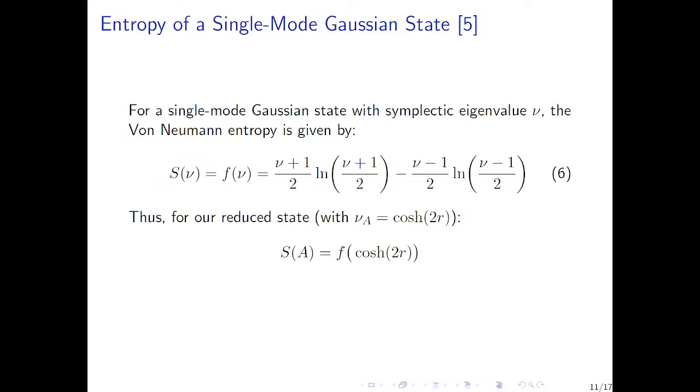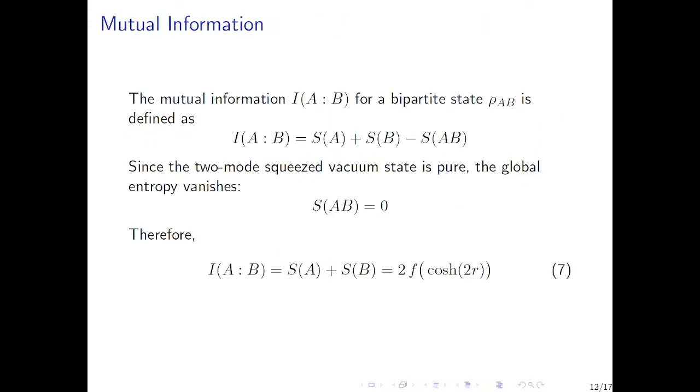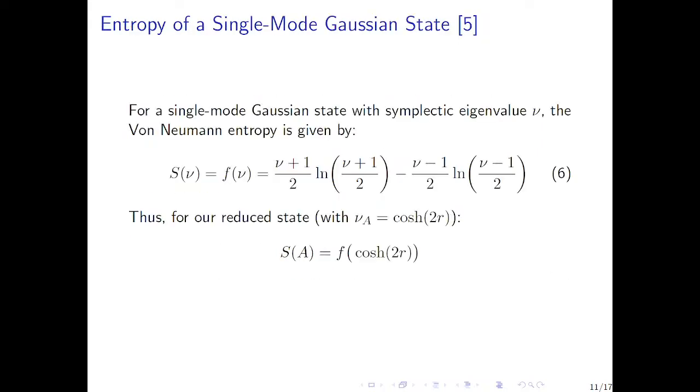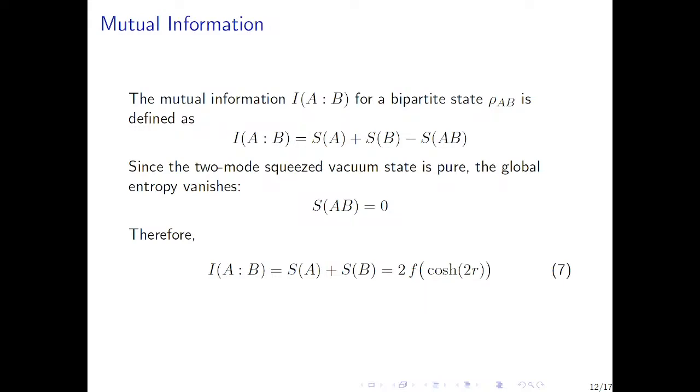Now, I said it was the difference between the mutual and the classical information, but we're going to see that one of those falls out because we're talking about a two-mode Gaussian state. So, just like I was saying, the global entropy vanishes, and we're just left with this.